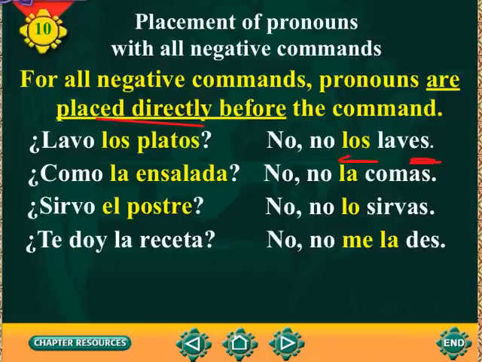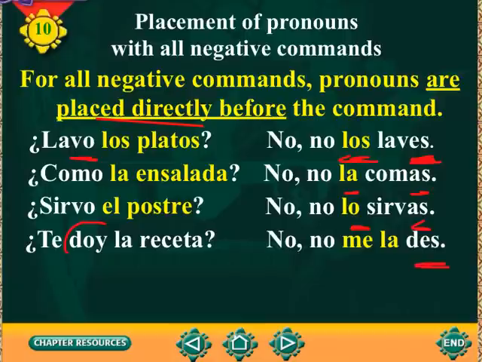Remember, yo form, drop the O, add the vowel opposite the conjugation. It so happens that lavo comes from lavar, an AR verb. That's why you're going to use the ES. Notice the pronoun before. Como la ensalada? No. No la comas. Sirvo el postre? No. No lo sirvas. Te doy la receta? No. No me la des.